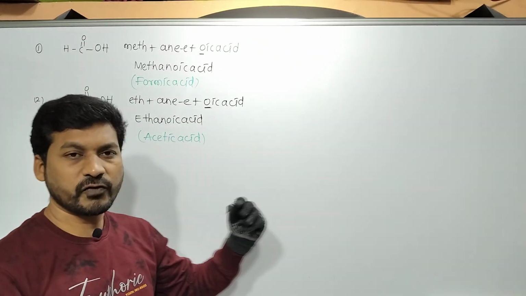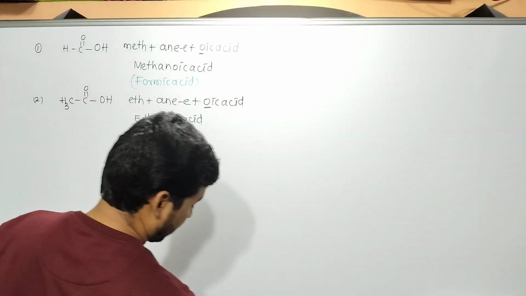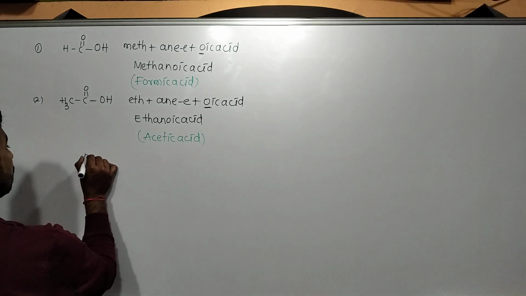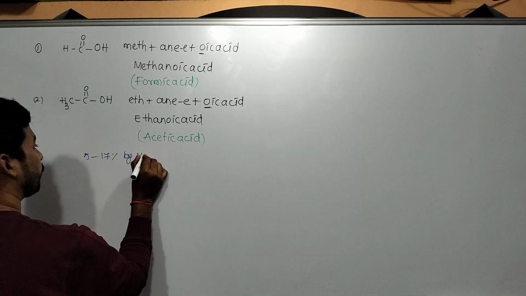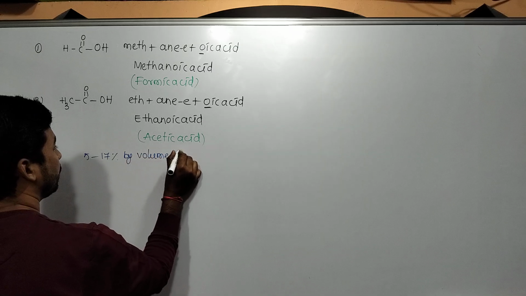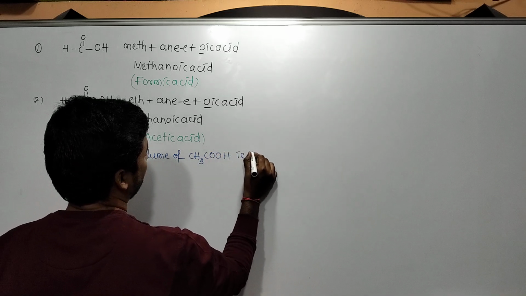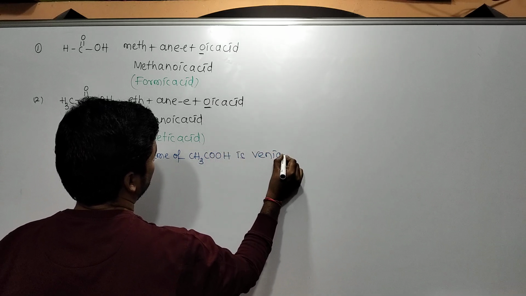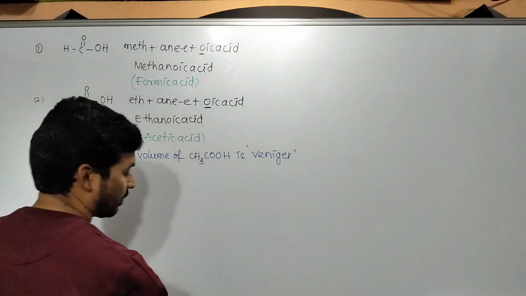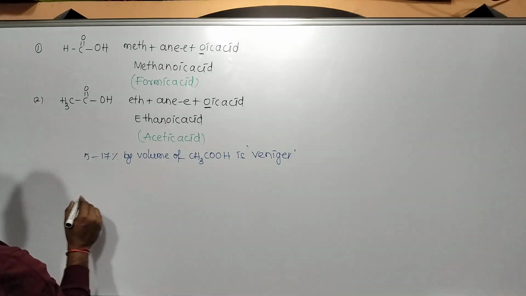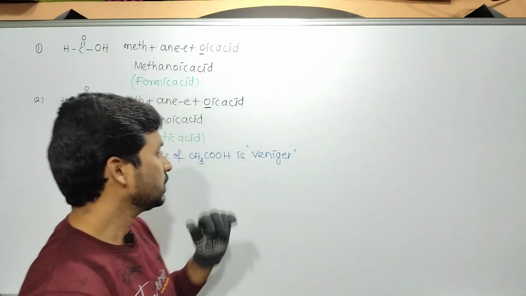So 5 to 15% of acetic acid is said to be vinegar. A special point here: 5 to 15% acetic acid by volume, CH3COOH, is vinegar. So this is the table acid, just like table sugar, sucrose, and table salt, NaCl, this is table acid.